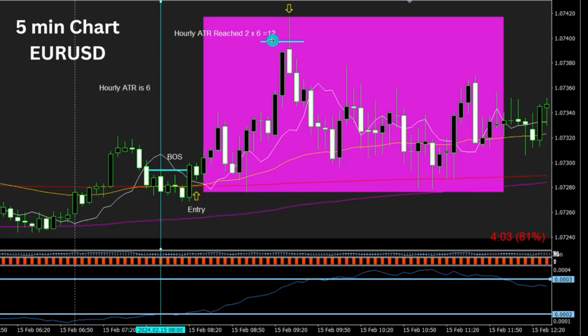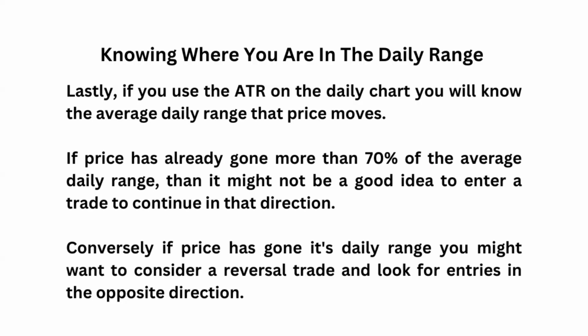It would be a good idea to take some off of your trade or to collapse your trade because you've reached 2 ATR. And as you see, price begins to move back down, knowing where you are in the daily range.